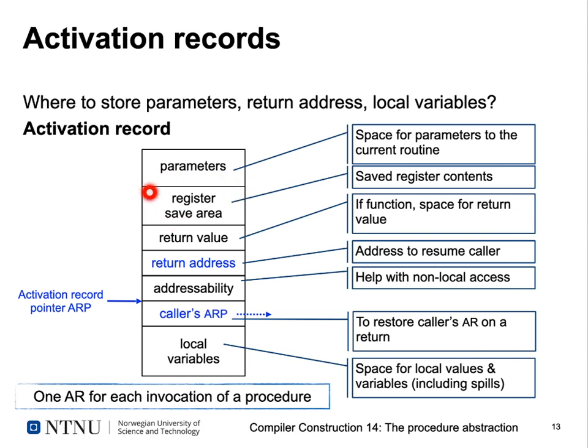We might want to save processor registers because our compiler and CPU assume that at least some of the registers still contain the old values when we return from a function. So we might need some register save area. Which registers exactly to save is described in the so-called application binary interface. We need to reserve some space for a return value for a function. We also need to reserve space for the return address, so we know where to return to when our function terminates. We might have some support for accessing non-local variables here, which we call addressability.